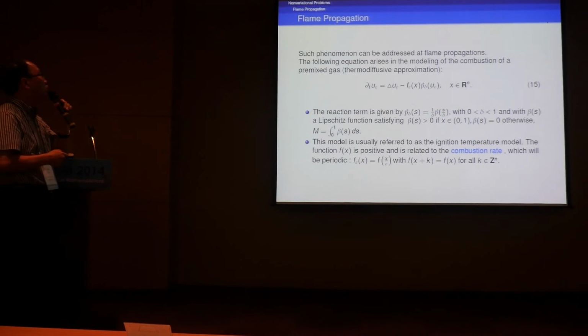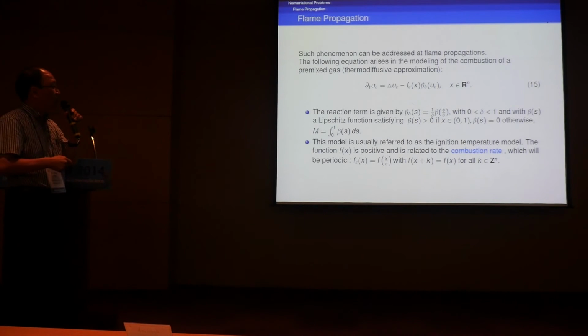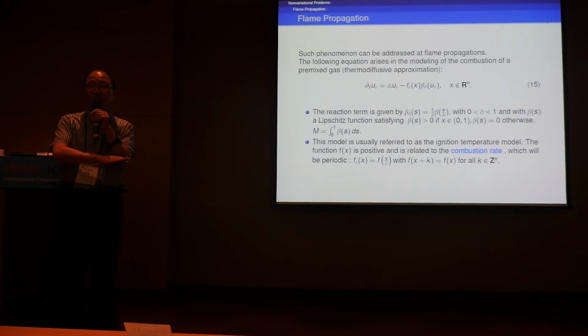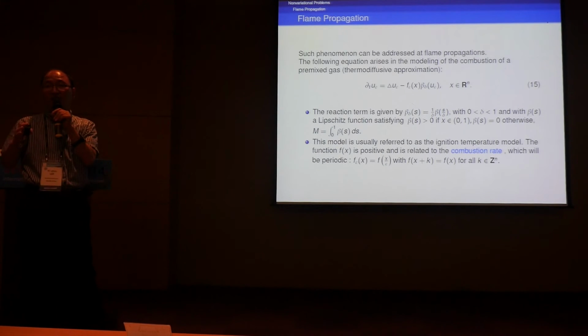So let me go over flame propagation a little bit. So the model equation looks like this. U represents the amount of reaction materials, and this is the reaction term. It's burning, so the amount of reaction material goes down. And this is the reaction rate, the combustion rate, which is periodic. So in other words, you have a certain material which is distributed periodically, and it's burning. So at different positions, you have different materials, so you have different reactions. But they are distributed periodically, so the reaction rate changes periodically.